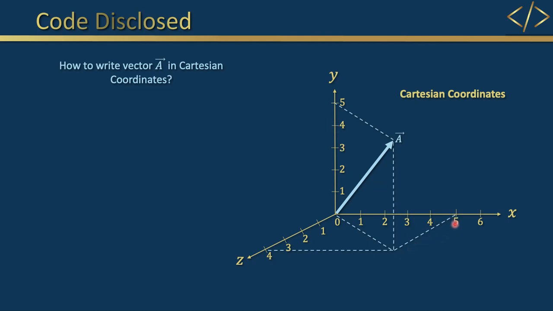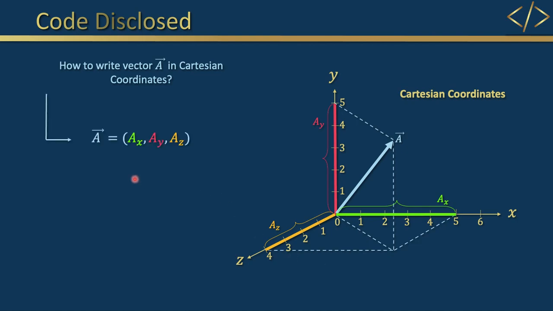So for example, this projection hits the x-axis at this value. So we can say that ax is how much of A is on the x-axis. We do exactly the same thing on y. So this is the projection and it hits the y-axis at this value. So from 0 to this value is how much of A is on the y-axis. And it's exactly the same thing on z. So this is the projection on z and this is where it hits the z-axis, and this is how much of A is on the z-axis.